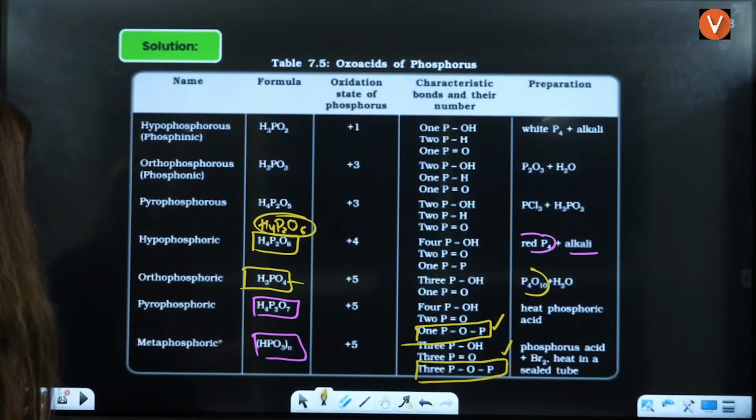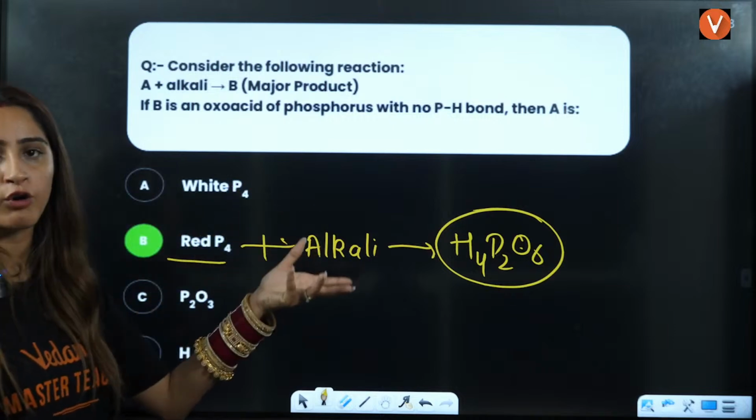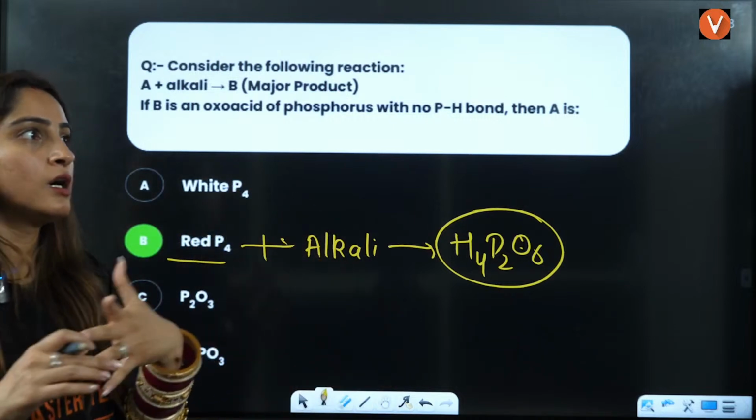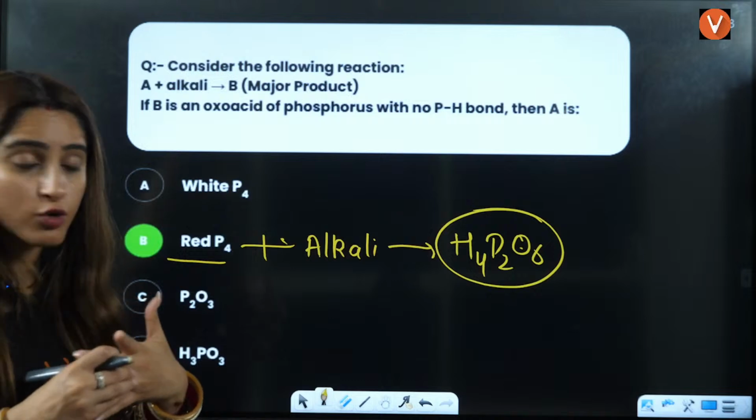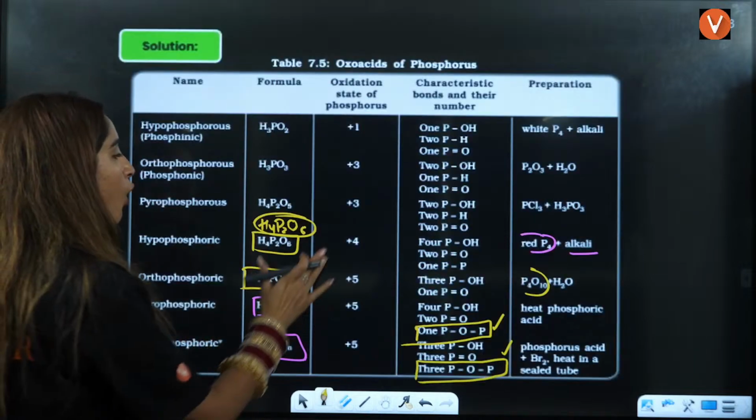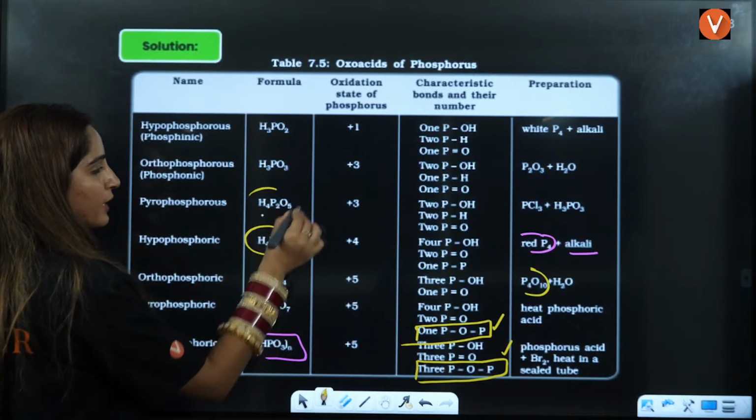Right? Now, next is, for example, they are asking, because you should know how to draw these structures. These reactions, they might or might not ask, right? That is still not very important. The reactions are not still very important. But to draw these structures, it is very, very important, right?